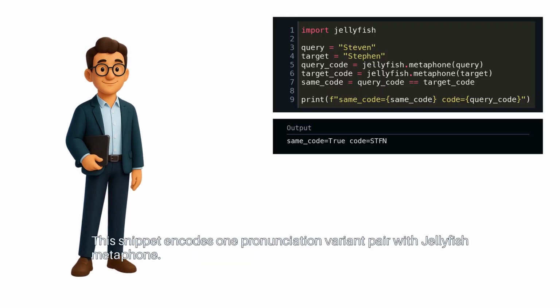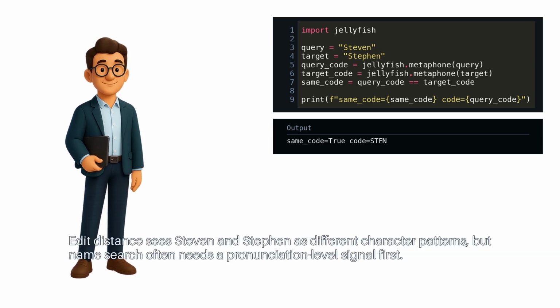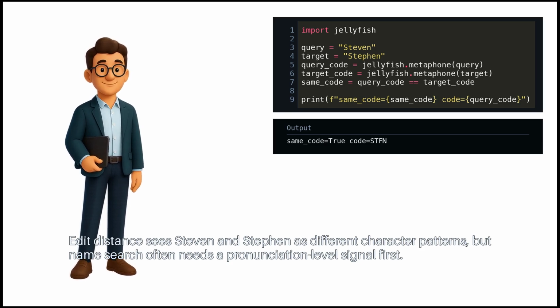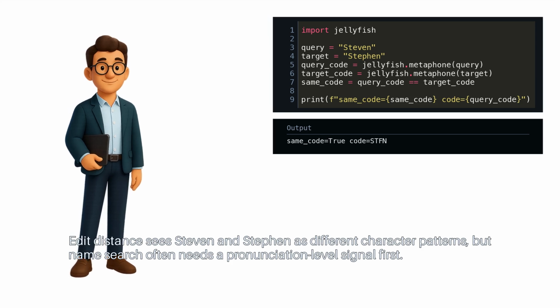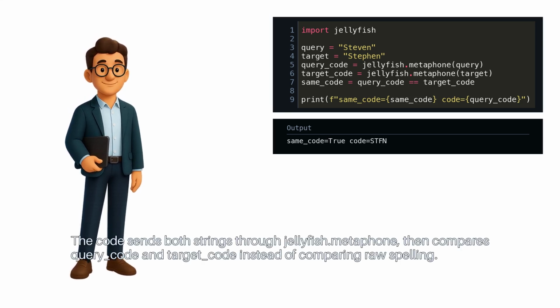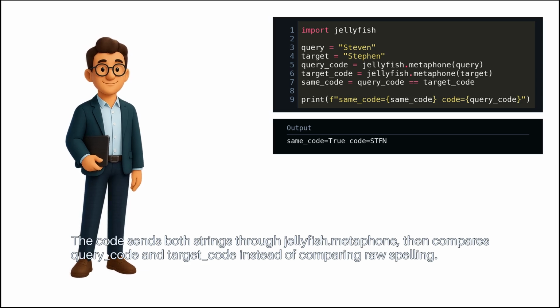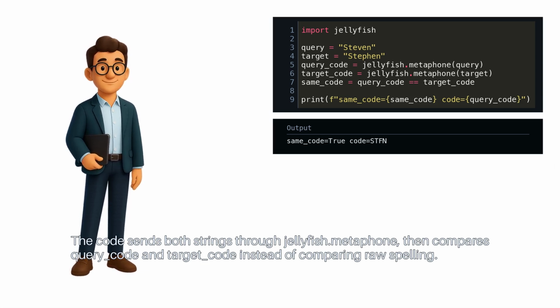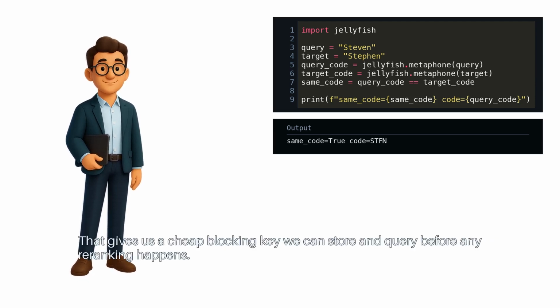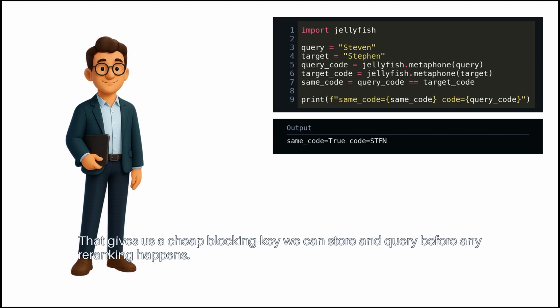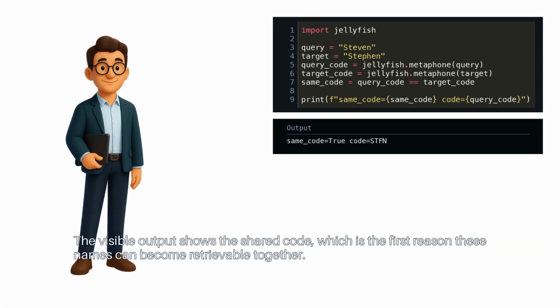This snippet encodes one pronunciation variant pair with jellyfish.metaphone. Edit distance sees Stephen and Stephen as different character patterns, but name search often needs a pronunciation level signal first. The code sends both strings through jellyfish.metaphone, then compares query code and target code instead of comparing raw spelling. That gives us a cheap blocking key we can store and query before any re-ranking happens. The visible output shows the shared code, which is the first reason these names can become retrievable together.